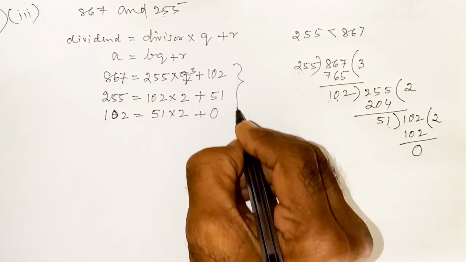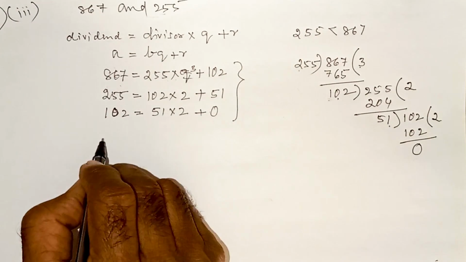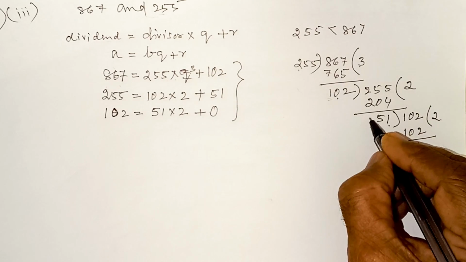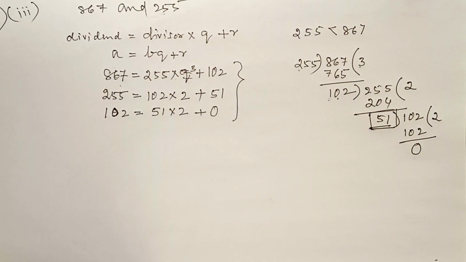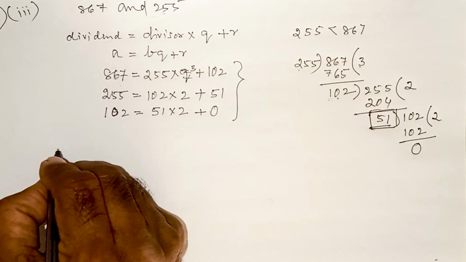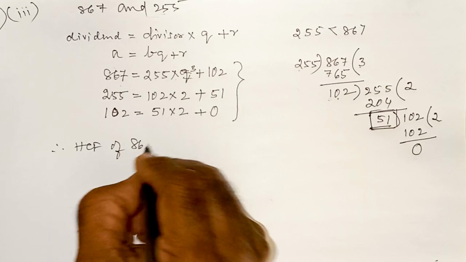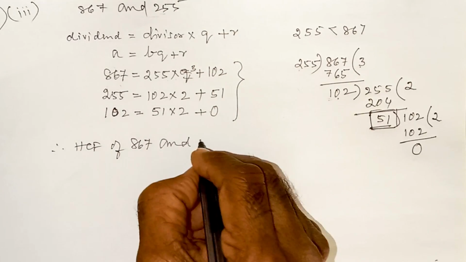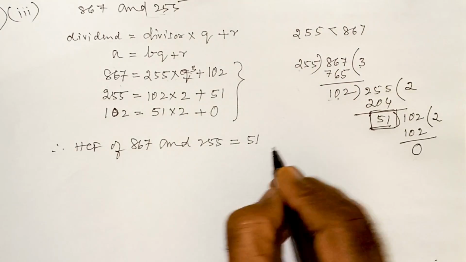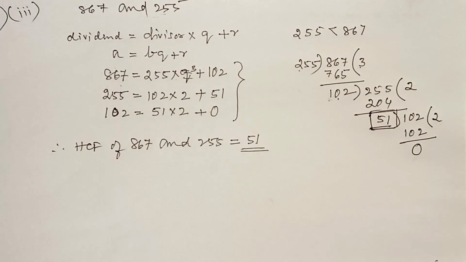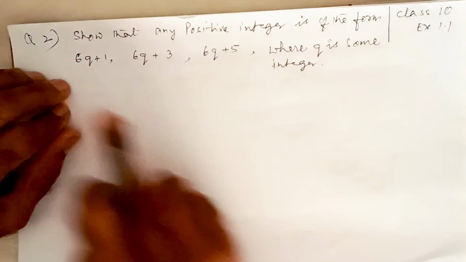Now you need to write all this. This is called working. After writing this, you will arrive at the answer. The answer is, as we said earlier, the divisor in the last step, which is 51 here, becomes the answer. Therefore, HCF of 867 and 255 is equal to 51. This is the answer.